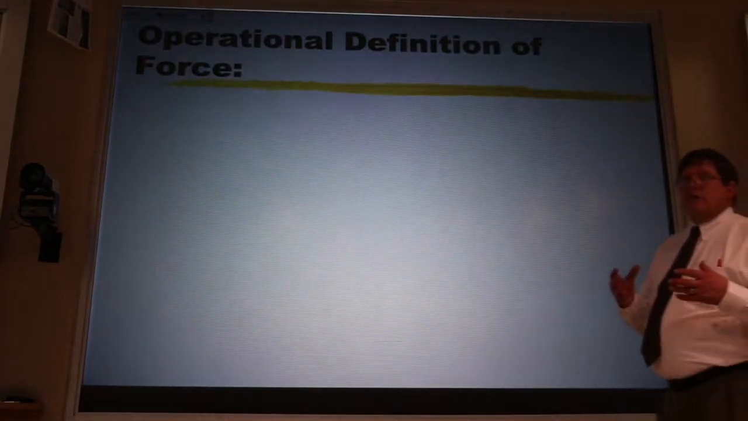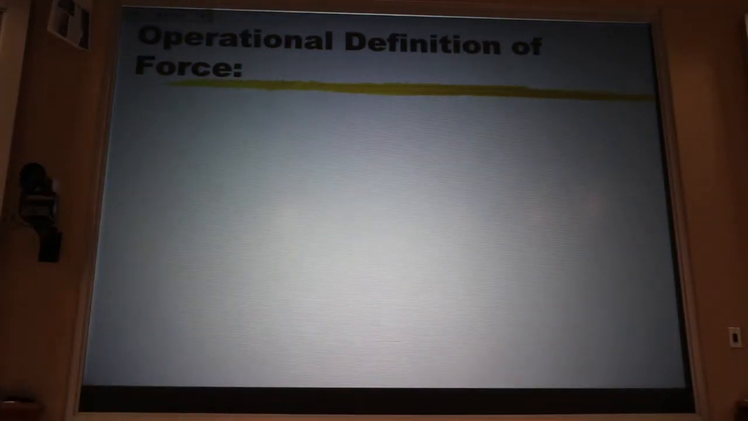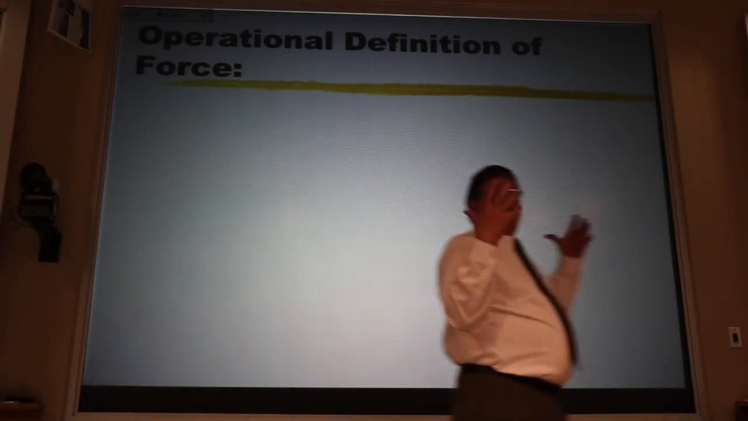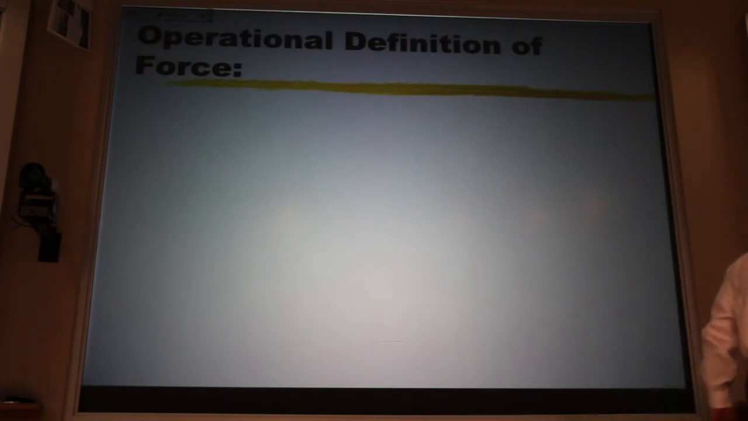In physics, we look for operational definitions. And an operational definition is a recipe that we follow in order to create the thing we're defining or to measure the thing we are defining. In this case, we would like to get a number for the thing that we are defining. Now, we know that a force at a gut level is a push or a pull.